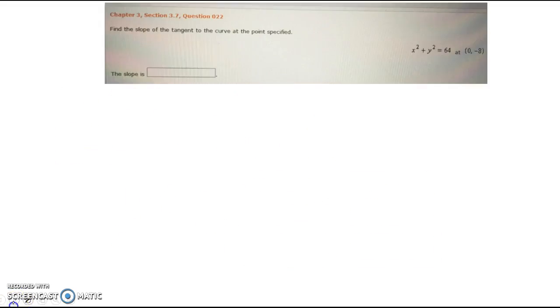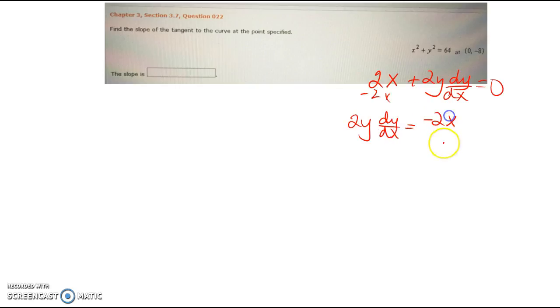All right, we did that one. Find the slope of the tangent to the curve at the point specified. So slope is our first derivative, so we'll take the derivative: 2x plus 2y dy/dx equals 0. I'll subtract 2x, so 2y dy/dx equals negative 2x. Let's divide by 2y: dy/dx equals negative x over y, right?